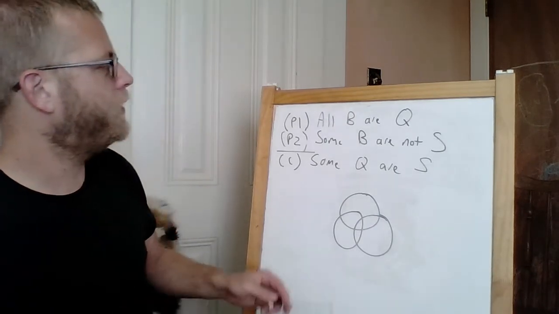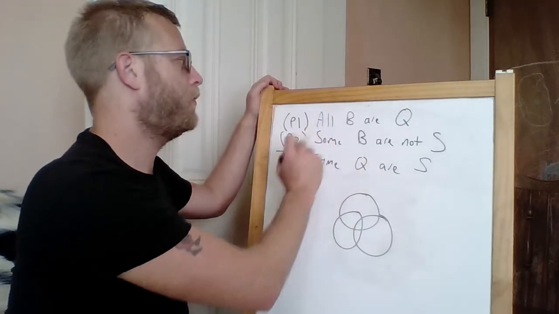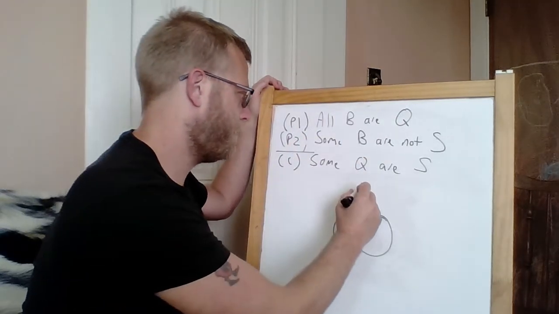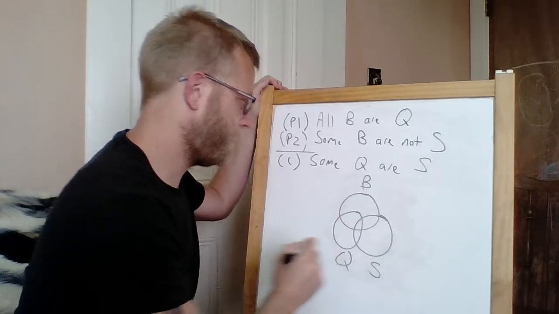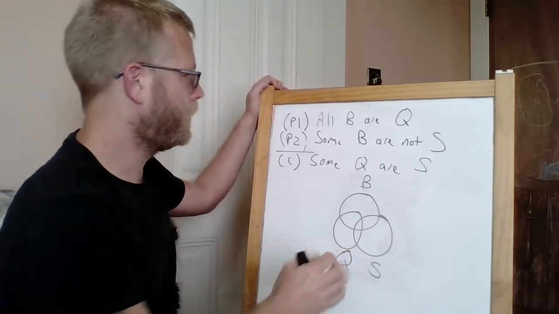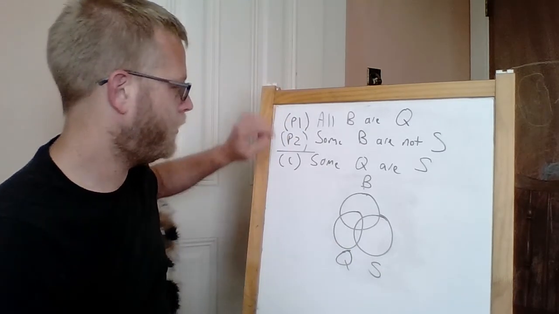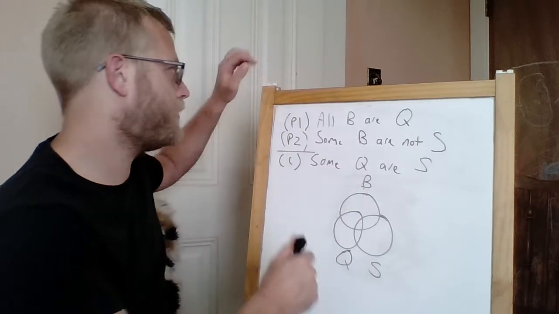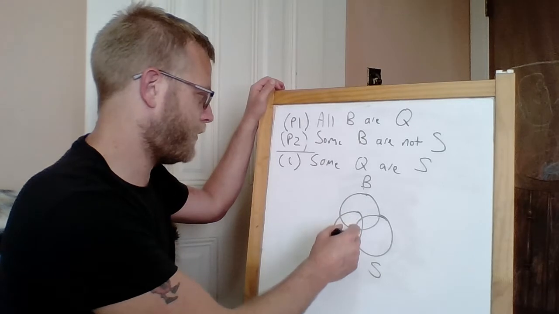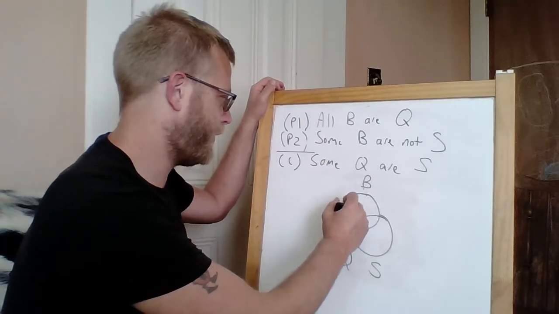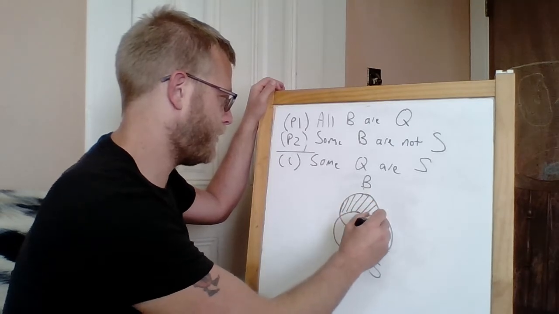Okay, next one. Middle term, B, and then Q and S right here. Let's symbolize the universal affirmative. It has to do with the B and the Q circles, right? It says all B are Q, so there's nothing in the B circle outside of the Q circle. If you're a B at all, you will never live outside the Q circle because that's all blacked out.